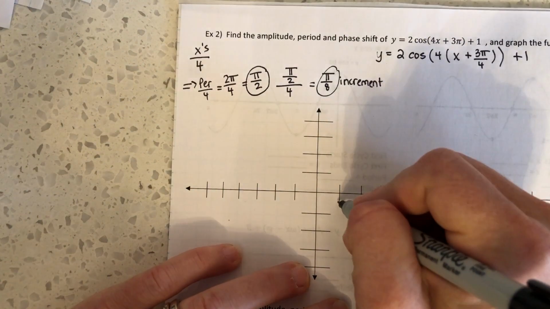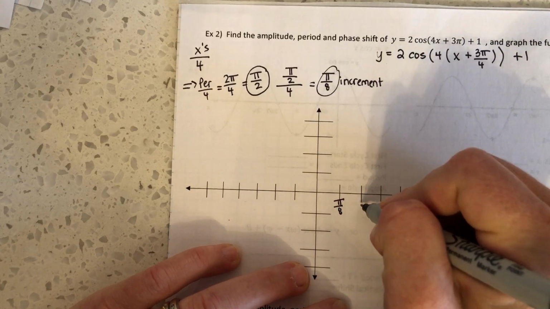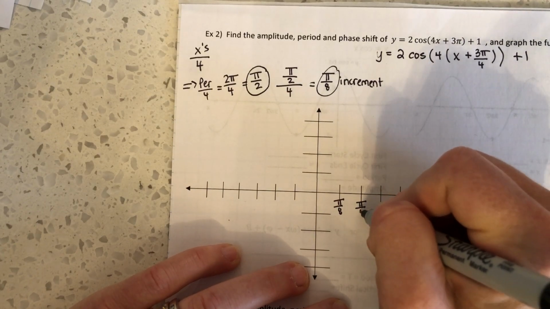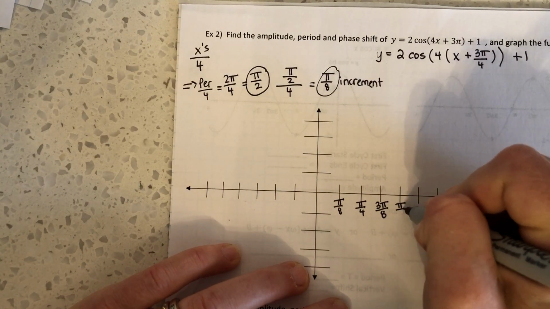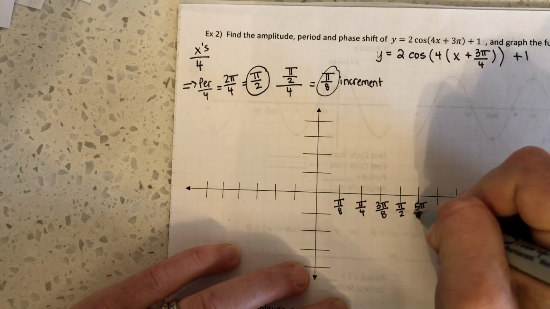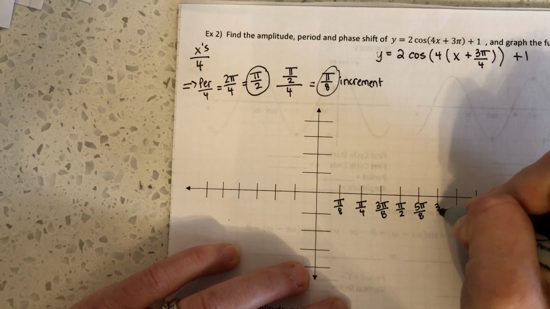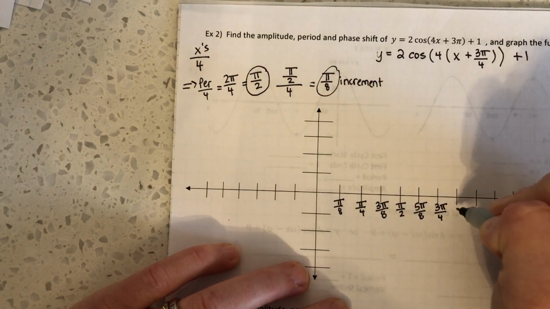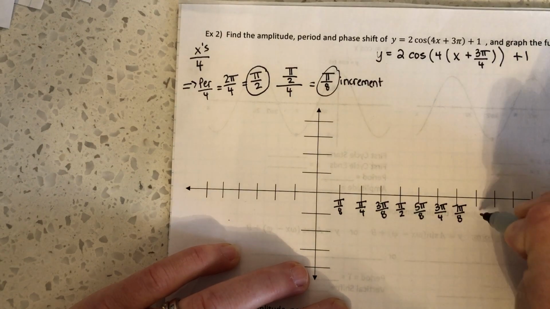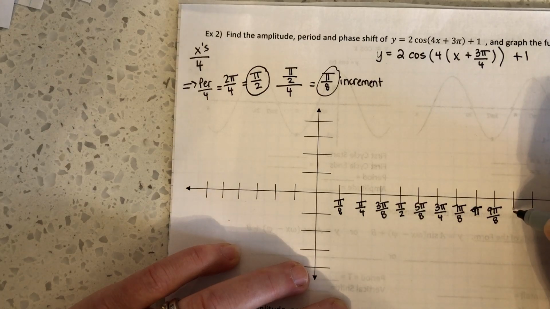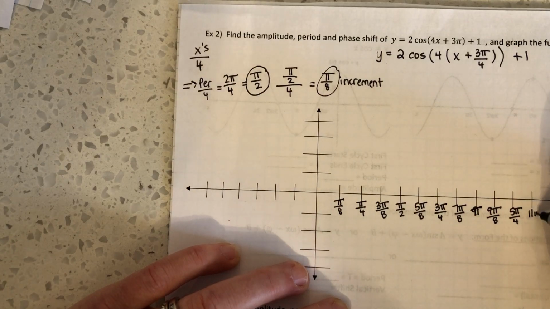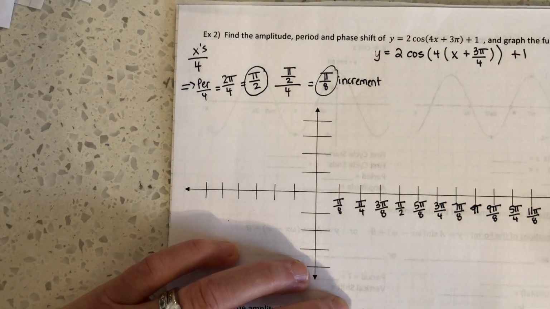All right? So 1 pi over 8, 2 pi over 8 is actually pi over 4. 3 pi over 8, 4 pi over 8 is pi over 2. 5 pi over 8, 6 pi over 8 is actually 3 pi over 4, 7 pi over 8, 8 pi over 8 is pi, 9 pi over 8, 10 pi over 8 is actually 5 pi over 4. All right, 11 pi over 8, and again, you could probably stop now.